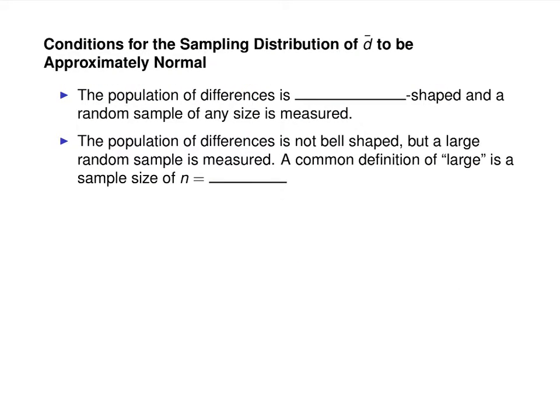So the conditions for this to be normal, and it's the sampling distribution of d bar now instead of x bar, but just means it came from differences. If this is bell-shaped, then you can pick any size, just like the conditions we had last time, right? And if they're not bell-shaped, but a large sample is measured, and a common definition of large is a sample of n equal to 30. Your other books call that different numbers, okay? That is the book's arbitrary definition of what is large. And if you have outliers, you should make an even larger sample, not to eliminate them, but to decrease their influence, basically, is what you do when you get a bigger sample.